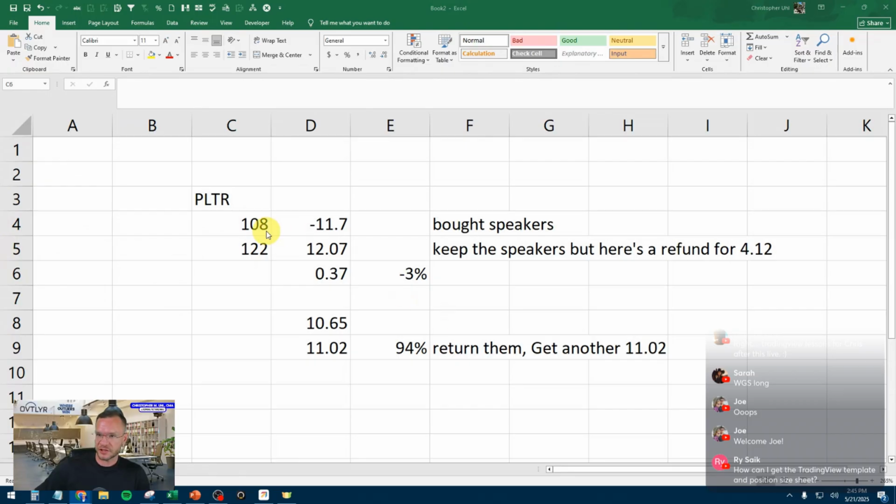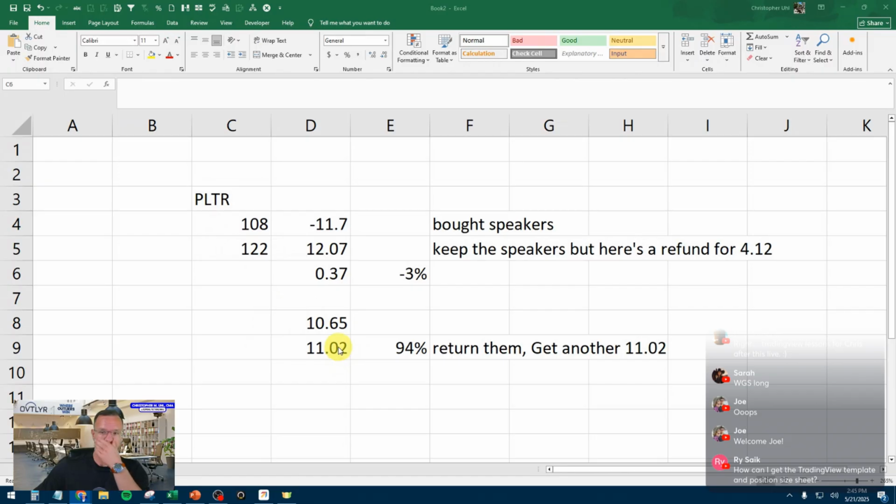So when I originally got in the trade, I bought the 108 strike calls, and it cost me $11.70. And then it went up quite a bit. So I rolled my position from the 108 strike to the 122 strike. And then I still owned the 122 strike when I sold out right here.